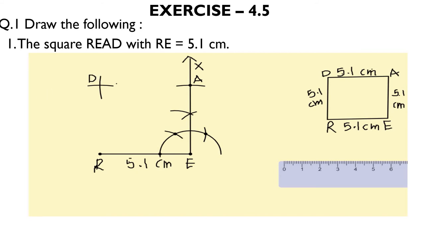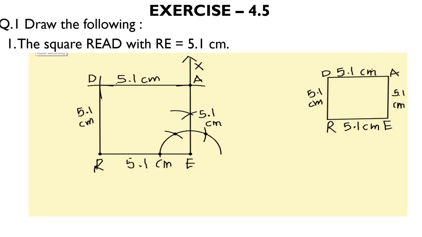Now join points DR and DA with the help of scale. Also mark the given measurement. Thus, READ is the required square.